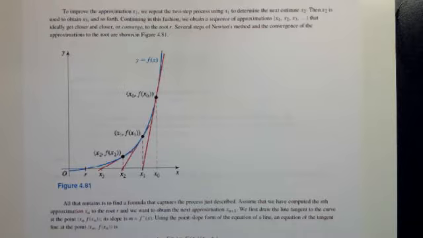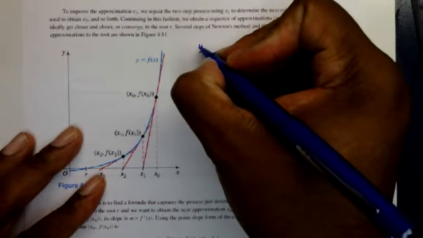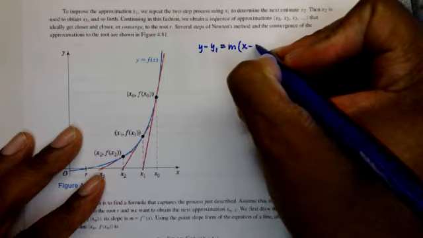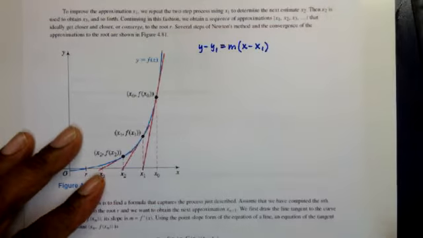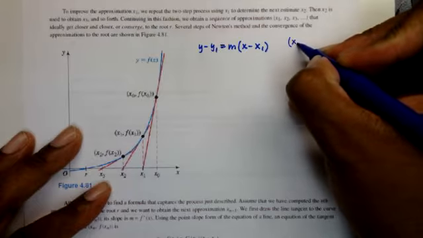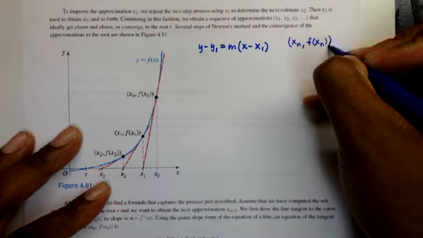Now, what's left is just finding a formula that captures the process that I just described here. All right, so what we're going to use here is the point-slope form of a linear equation, if you recall from college algebra, and I will write that down. In this case, it's going to be y minus y1 equals the slope m times x minus x1. And here we're dealing with an ordered pair. Let's call this x of n and f of x of n.